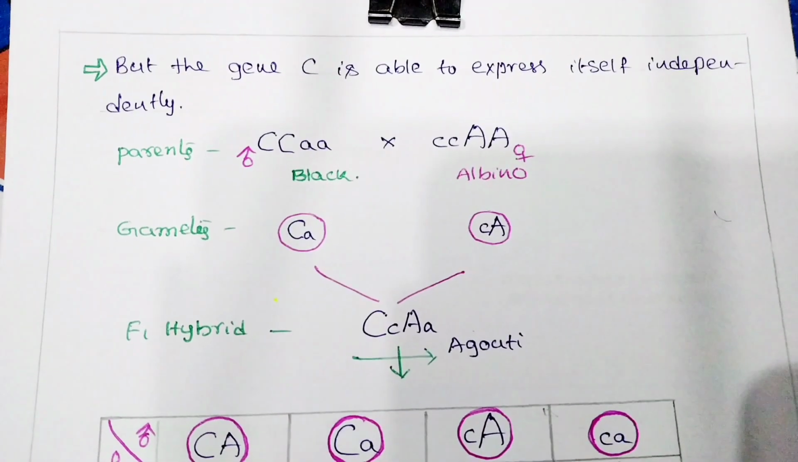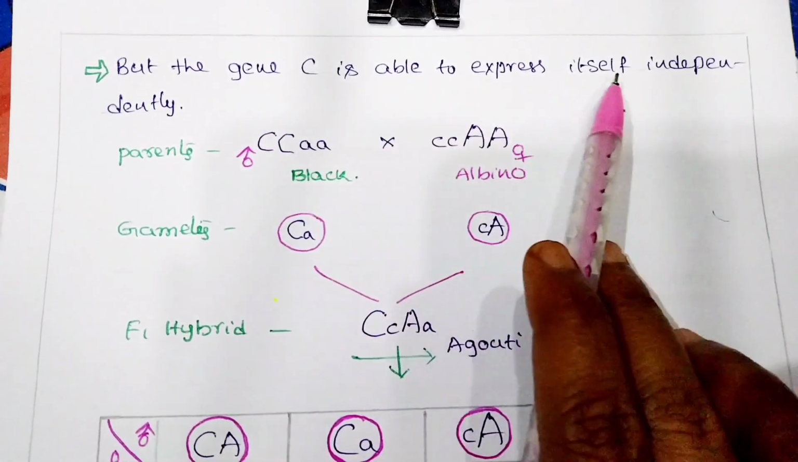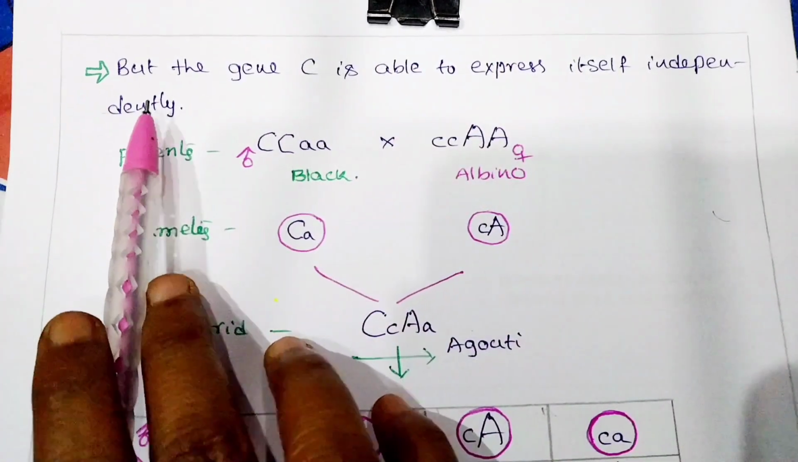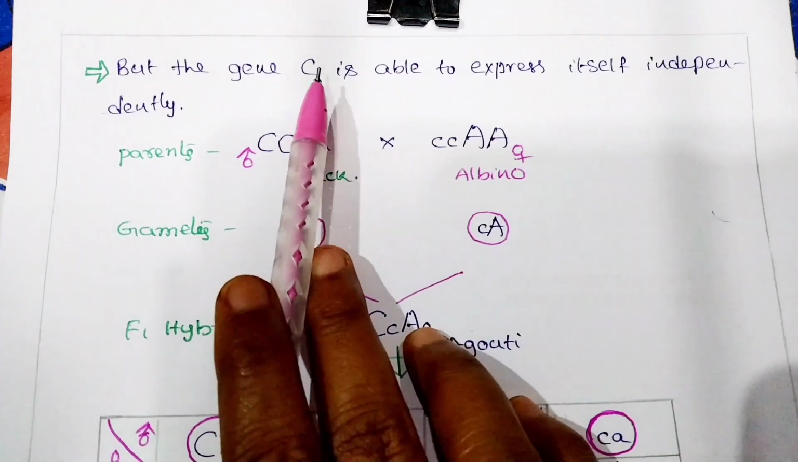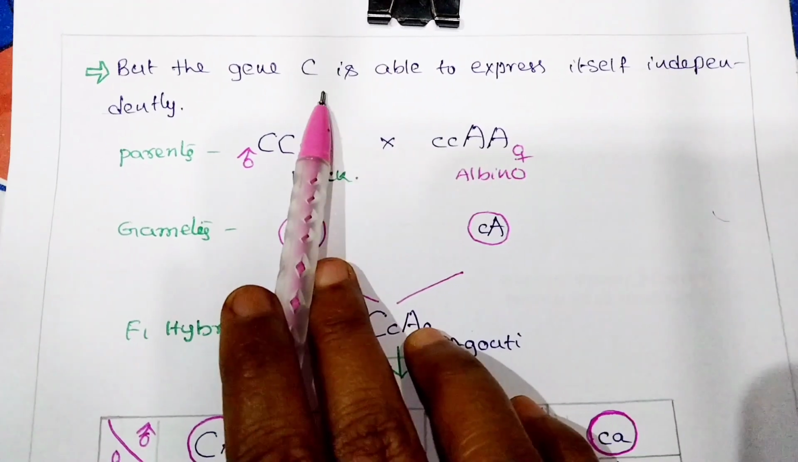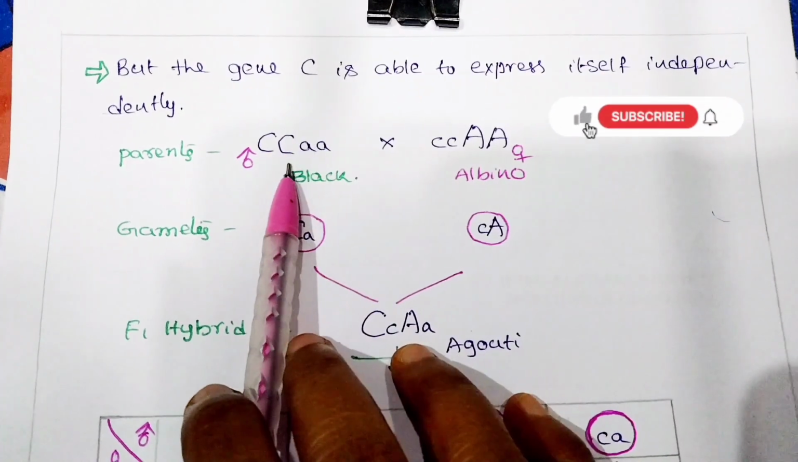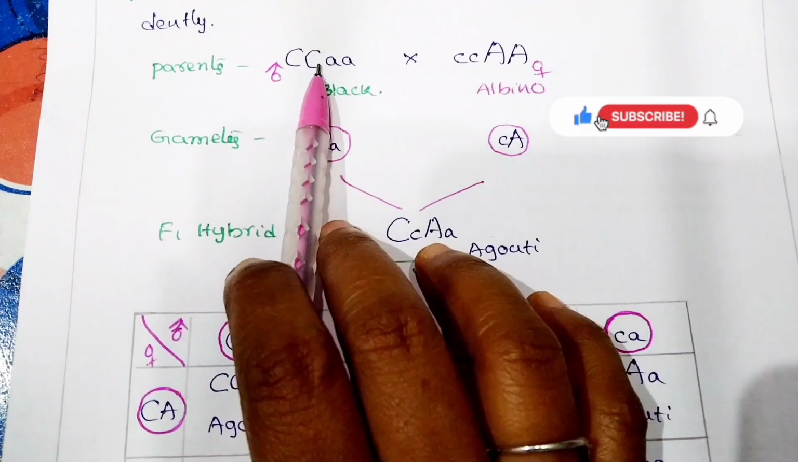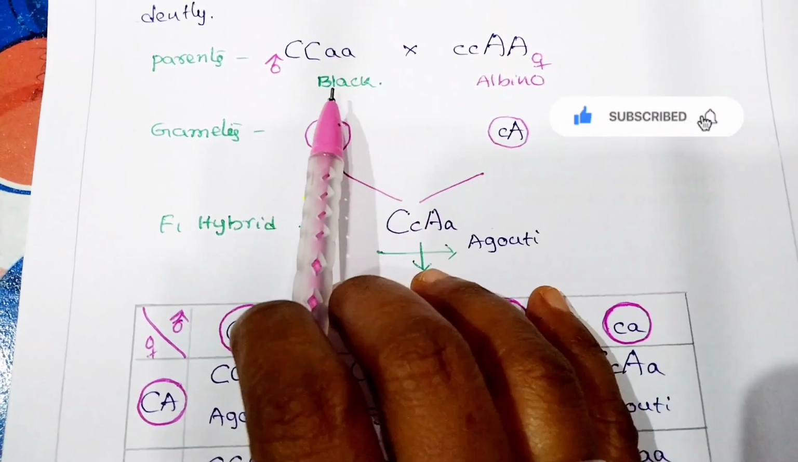But the gene C is able to express itself independently. C can express itself independently, but A is not able to express independently. It will only express when it is present with capital C. Remember? Okay. So let's see the example.